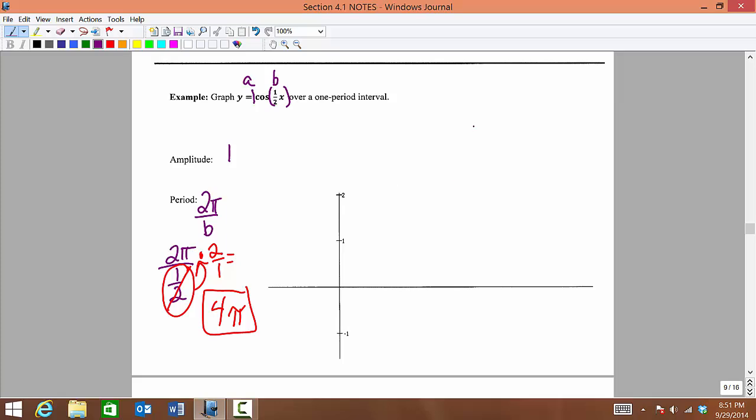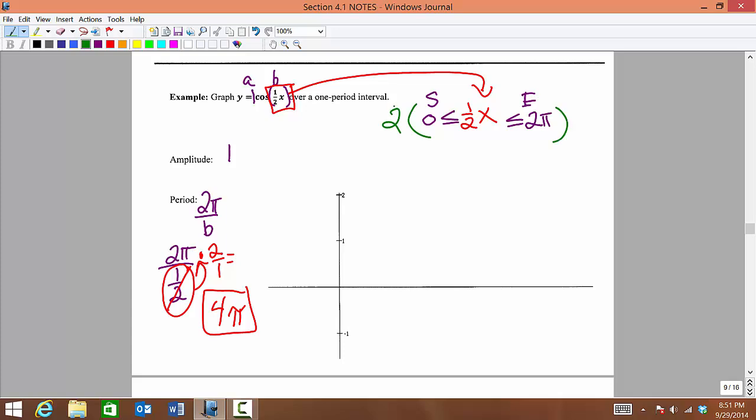To see where we start and where we will end, we will take the original starting and ending places of our function, which is between 0 and 2 pi, and now we will take the new inputs, 1/2 x, and we will put that in between. And we want to solve for x. So to solve for x, I need to get rid of this 1/2. I'm going to multiply everything on all 3 parts by 2.